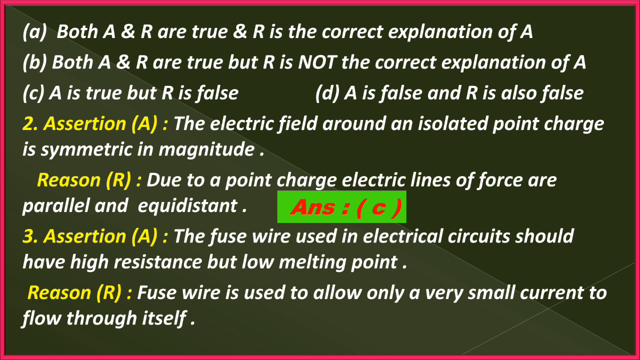Question 3. Assertion: the fuse wire used in electrical circuits should have high resistance but low melting point. And the reason is fuse wire is used to allow only a very small current to flow through itself. So now we have to find out the correct answer from A, B, C and D. Here your correct answer is option C. Assertion is true but reason is false.